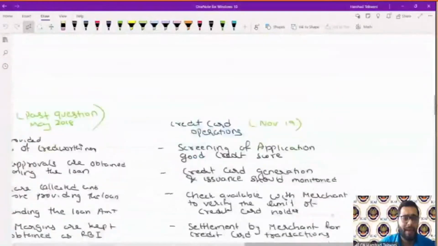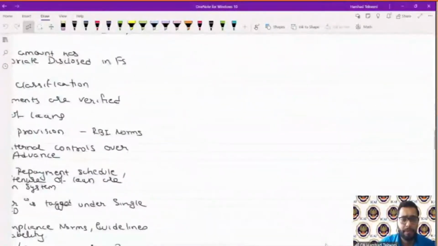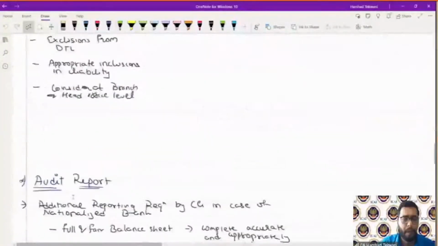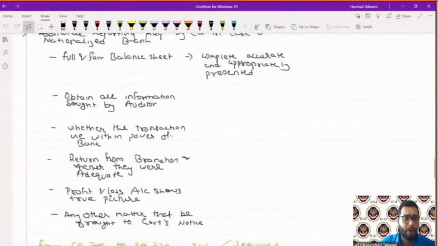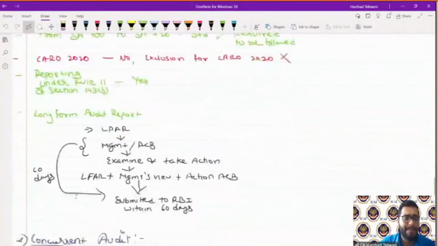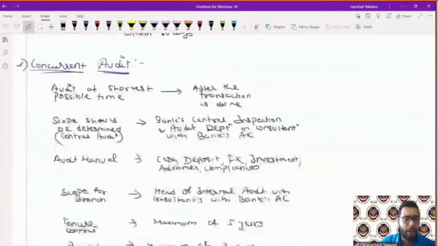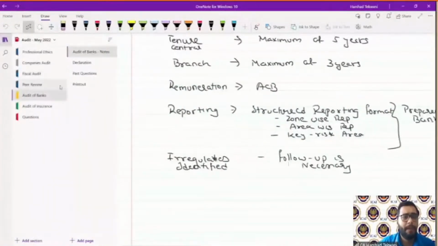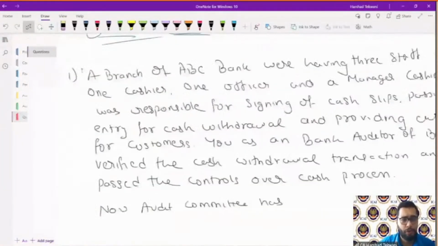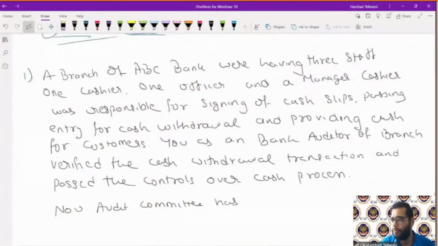Then we had credit card operations. Post that, we discussed the audit report, the format of the audit report, some specific requirements, LFAR, concurrent audit. We discussed all those things. Now we'll cover these areas in the form of questions.